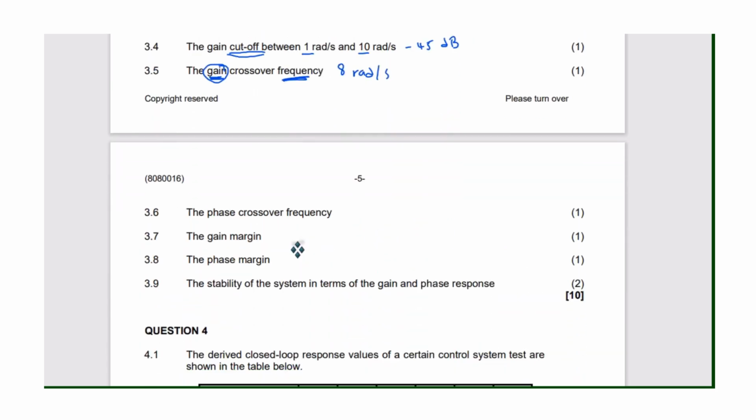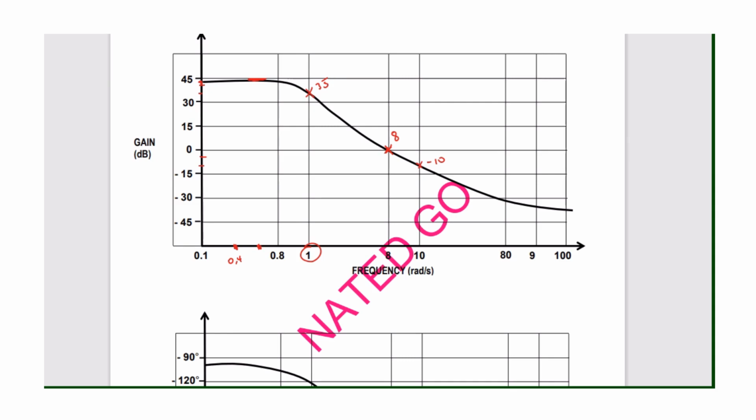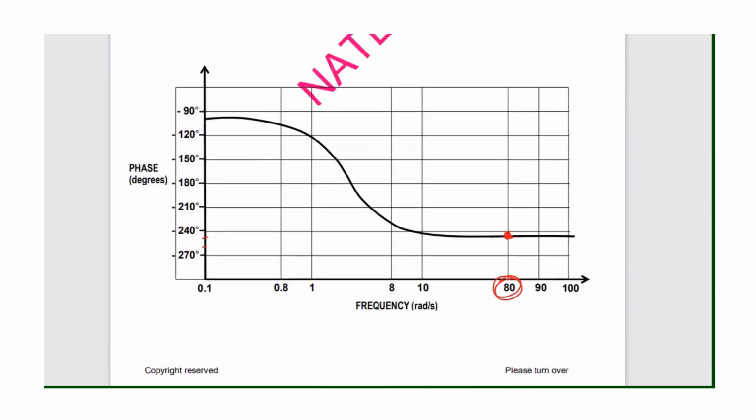Now, phase crossover frequency again. Frequency when phase is minus 180. So when phase is minus 180, let's go and check the frequency. Here's minus 180. The frequency is there. This looks like between 1 and 8. Yeah, between 1 and 8. Remember this won't be 4 because 4 is between 0 and 8.